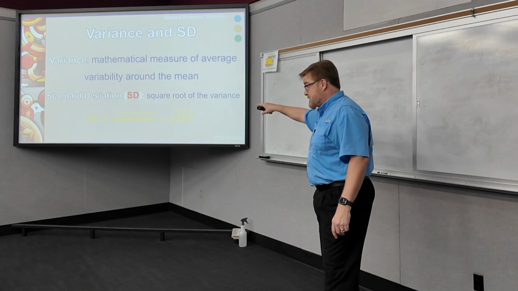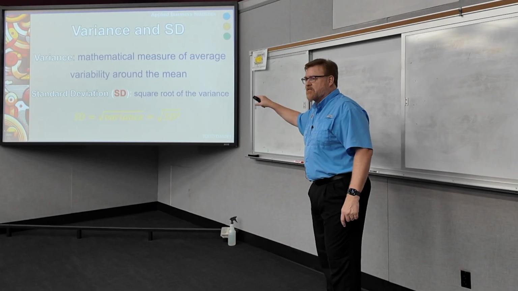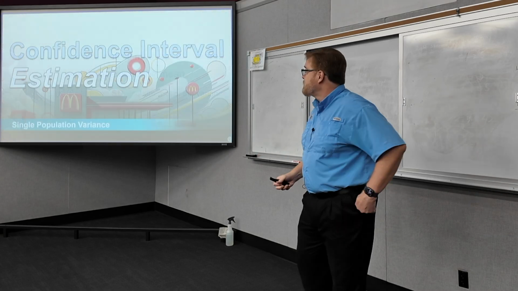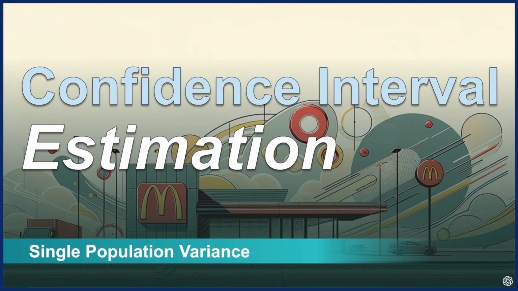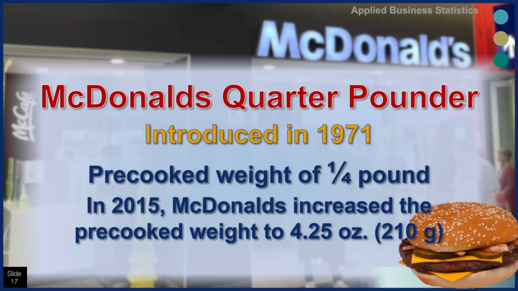It's just the standard deviation, the square root of the variance or the variability. The first thing that I want to be able to do is to create a confidence interval estimation for any particular value that I have estimated. For this example, we're going to use the McDonald's quarter pounder.